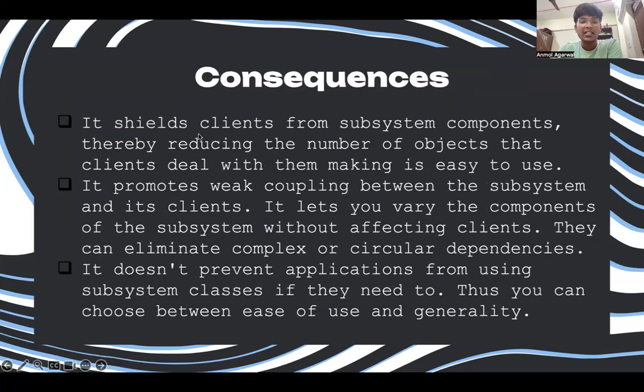Consequences. It shields clients from subsystem components, thereby reducing the number of objects that clients deal with, making it easy to use. It promotes weak coupling between the subsystem and its clients. It lets you vary the components of the subsystem without affecting clients. It can eliminate complex or circular dependencies. It doesn't prevent applications from using subsystem classes if they need to. Thus, you can choose between ease of use and generality.